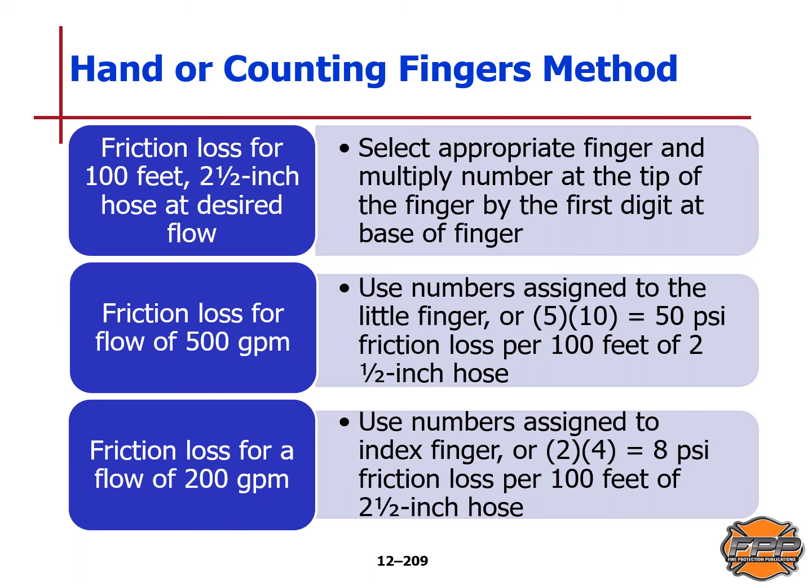For the friction loss for a flow of 200 gallons per minute, use the numbers assigned to the index finger, or 2 times 4 equals 8 psi friction loss per 100 feet of 2.5 inch hose. It's a lot simpler than it sounds, and if you practice it, you get it in a snap.